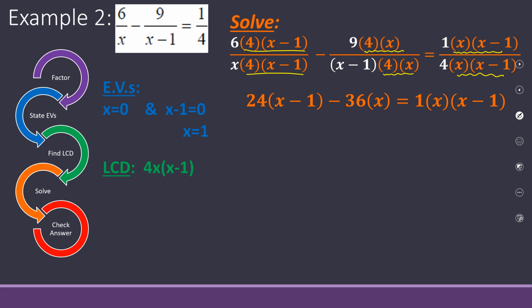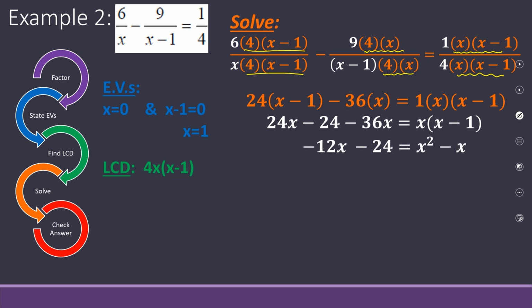And simplify. That'll give us 24 multiplied by x minus 1 minus 36 times x equaling x multiplied by x minus 1. Okay. 24x minus 24 minus 36x equals an x squared minus x, and then we can combine 24x and a negative 36x to give us that negative 12x. Now, because I have a quadratic term, I'm going to set everything equal to 0.